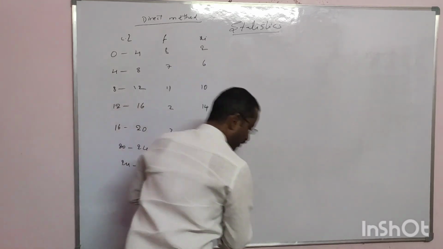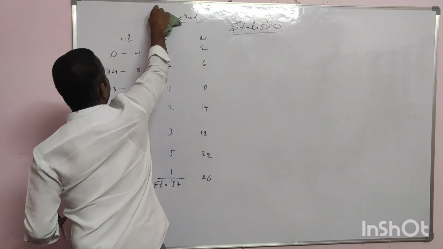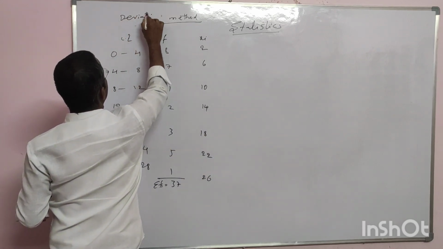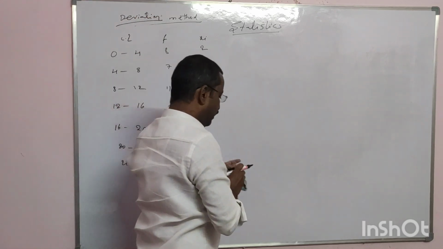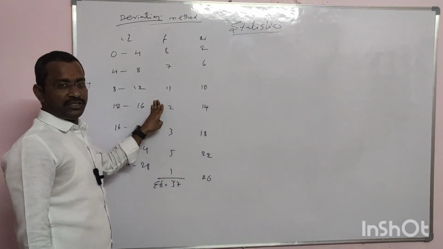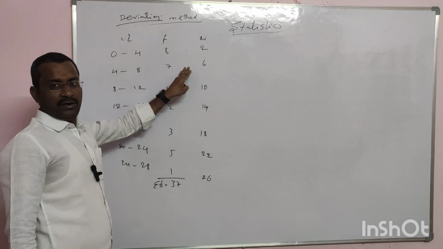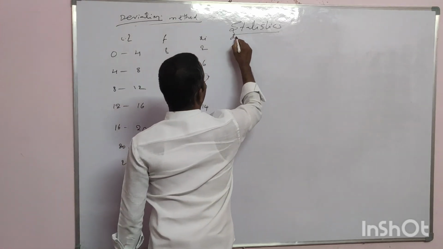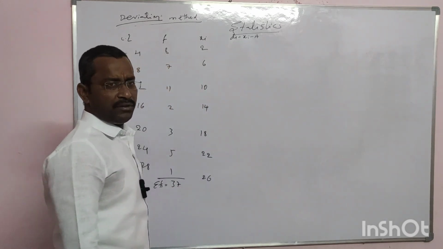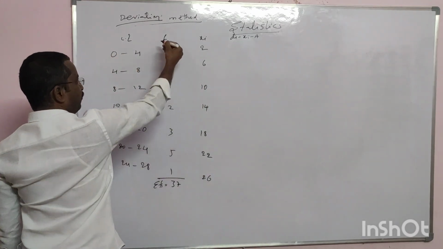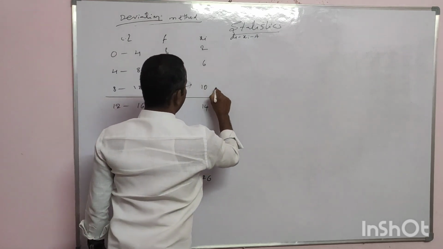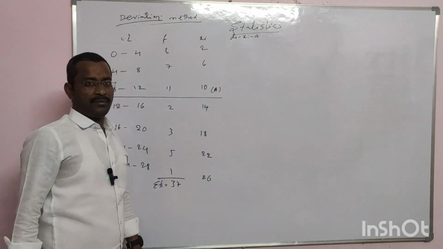Okay, so now we are using the deviation method. In the deviation method, the class interval and frequency will be given in the question, and xi you need to find out. Next di. di is equal to xi minus a, small a, which is your choice. Now among the frequencies, which is the highest? 11 is the highest, so take the corresponding xi, 10, as a.